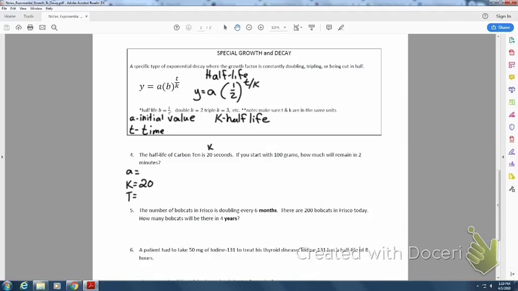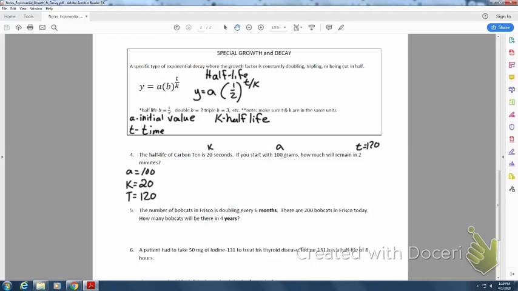If you start with 100 grams, so there is the initial value, and then it asks how much will remain in 2 minutes. We have to make sure that we have the same unit of time, so we'll convert those minutes to seconds. So how many seconds are in 2 minutes? 120. Okay, you can either put it there or above the 2. You can put T equals 120.